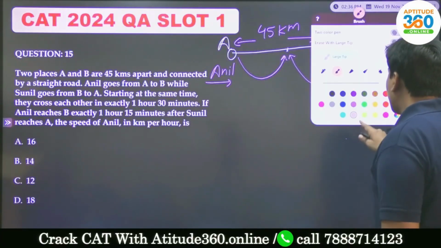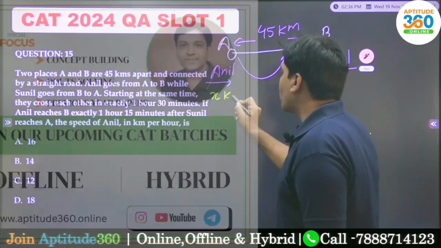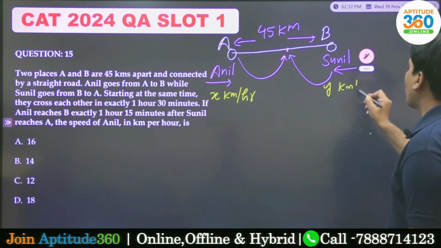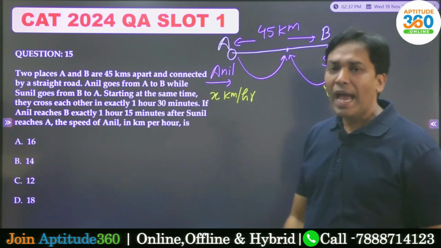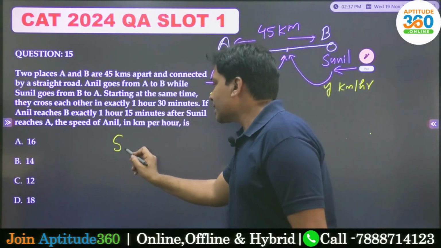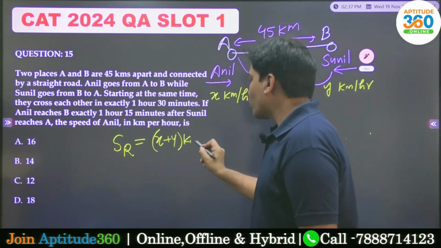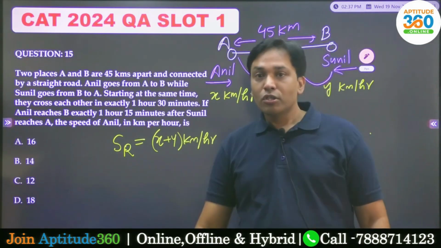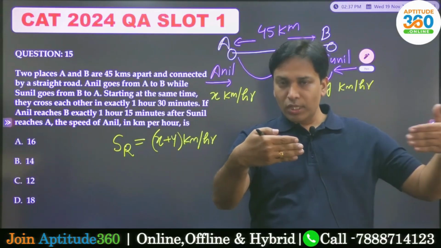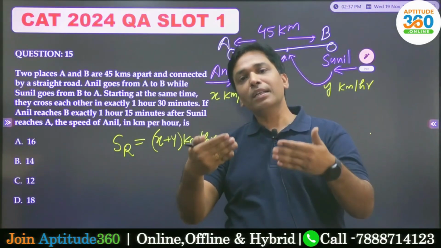Now, collectively they have traveled 45 kilometers. If I take speed of Anil as x kilometers per hour and speed of Sunil as y kilometers per hour, and since they both are approaching each other, can I say that the relative speed is going to be x plus y kilometers per hour? What is the interpretation? That if Anil is moving towards this direction with x kilometers per hour, Sunil is coming with y kilometers per hour, collectively they are approaching each other with x plus y kilometers per hour, right?